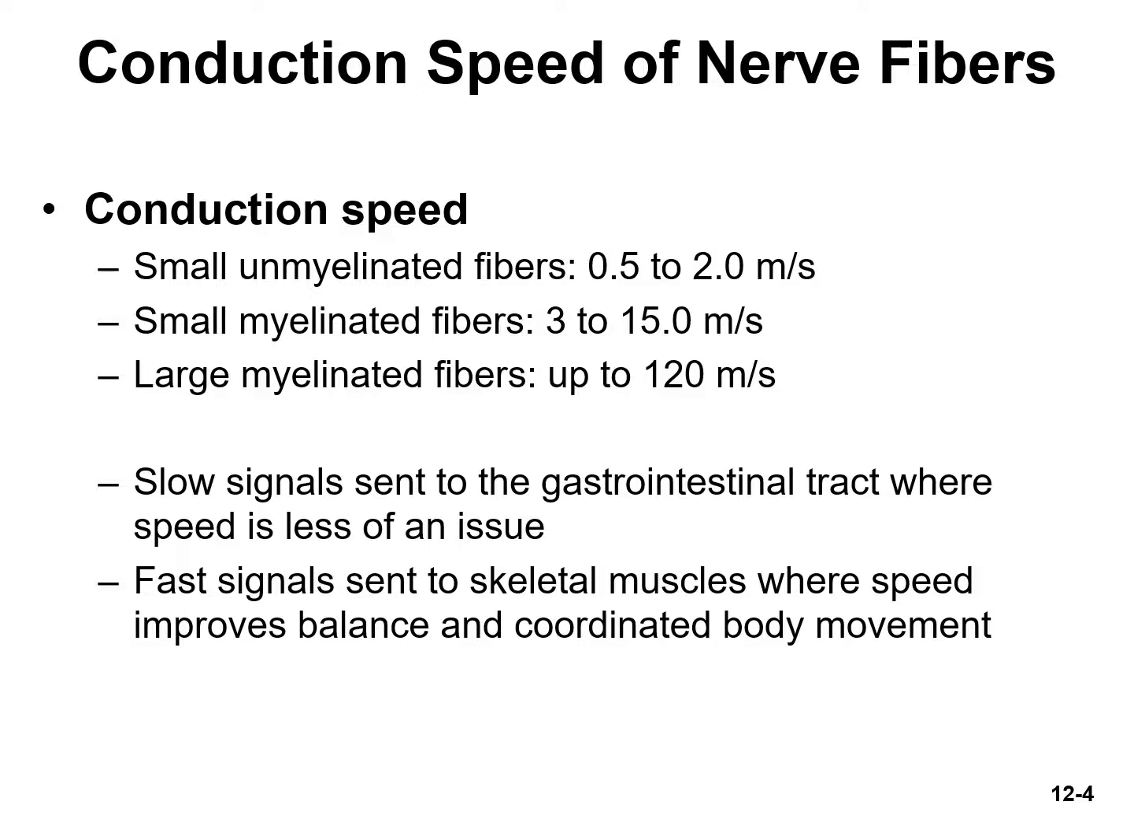So our slow signals are generally going to be confined to signals that do not rely on the fastest possible action. So generally those signals that are sent to the gastrointestinal tract, where speed is less of an issue, those would be governed by those smaller and unmyelinated fibers, whereas faster signals are going to be sent to skeletal muscles, where speed improves balance and also coordinates body movement. So you're going to see reflexes and signals that are sent to skeletal muscles as being your fastest conduction velocity.